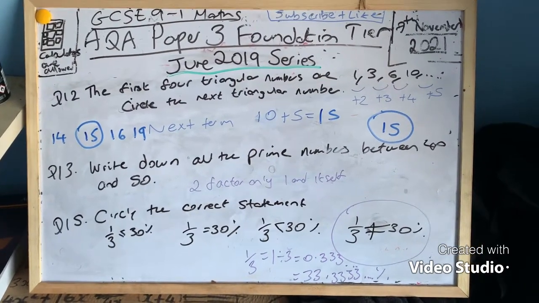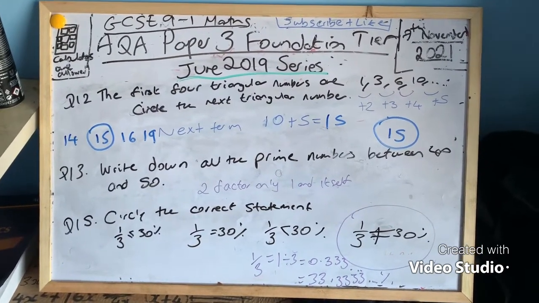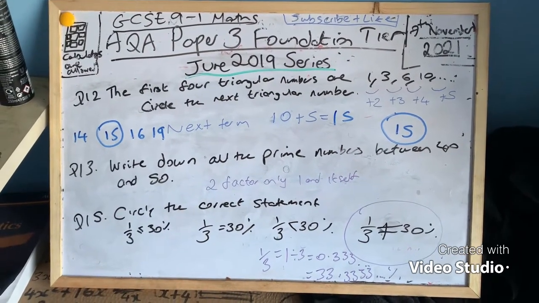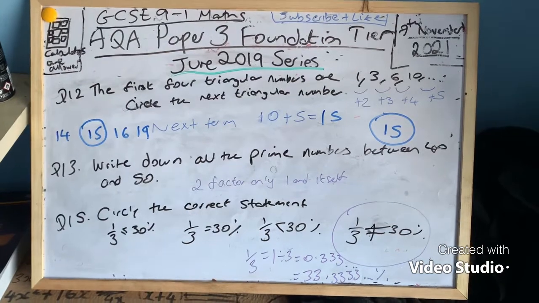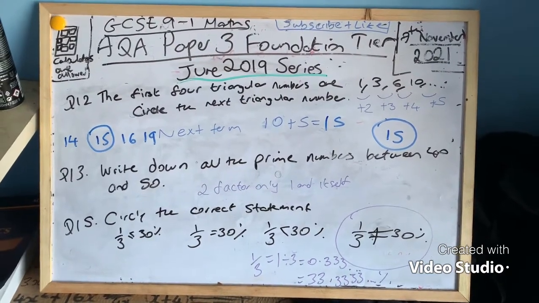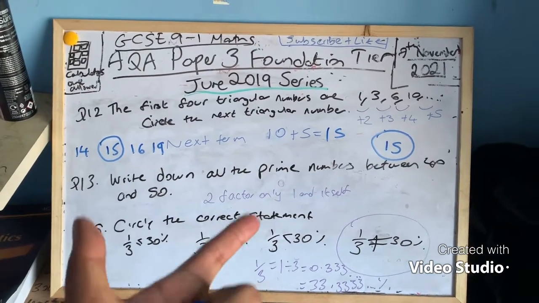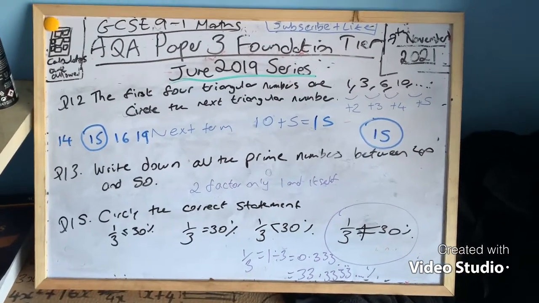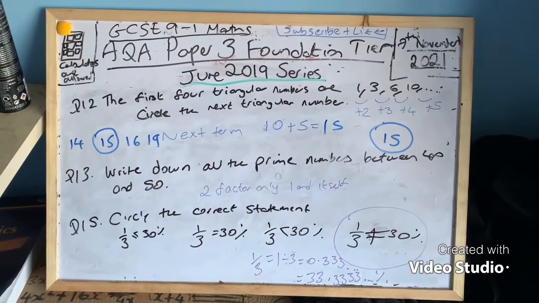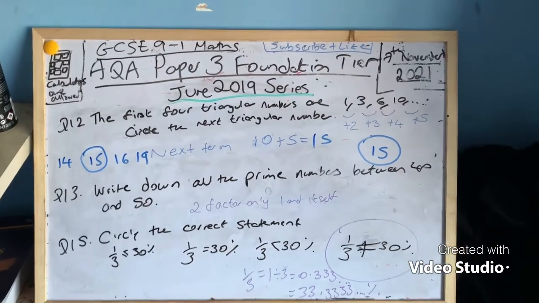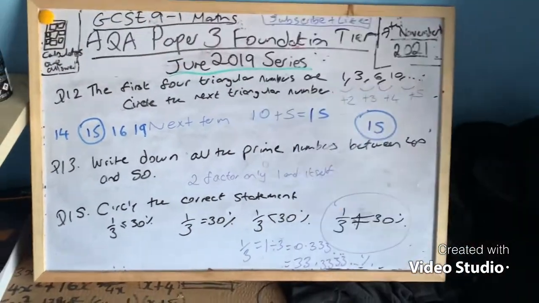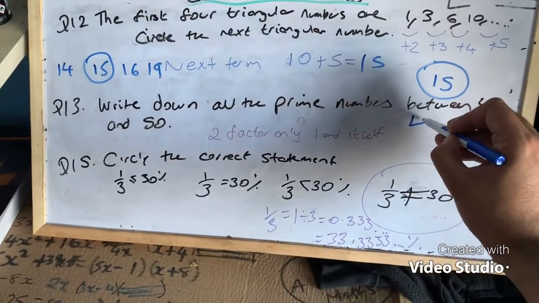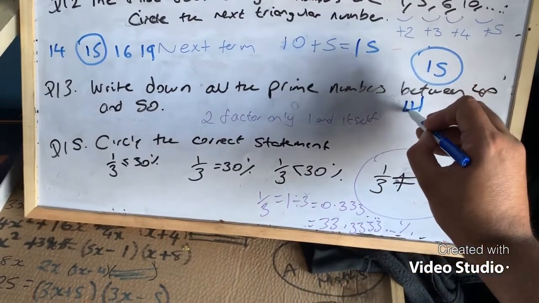Okay, this is question number 13. Write down all the prime numbers between 40 and 50. So the definition of a prime number is it has two factors only, one and itself. Okay, so in between 40 and 50. So 41 is a prime number, okay, because it doesn't have any other factors apart from 1 and 41. So 41 is a prime number.